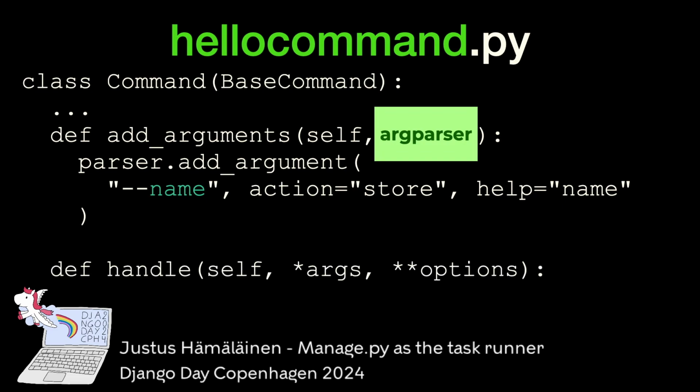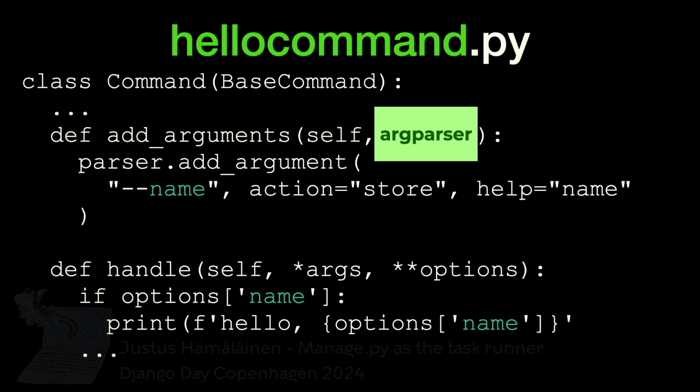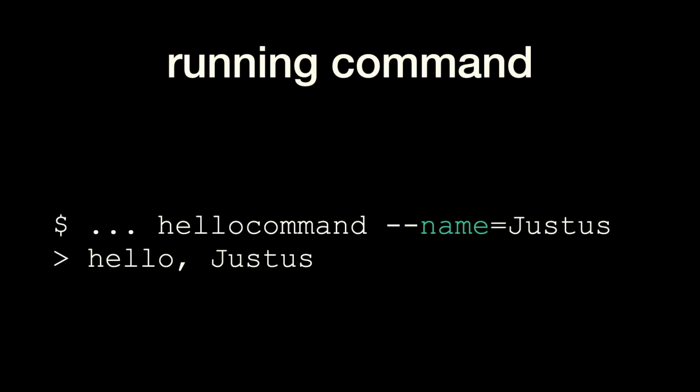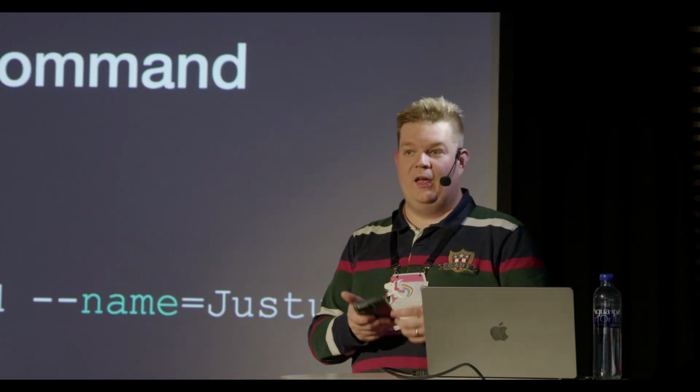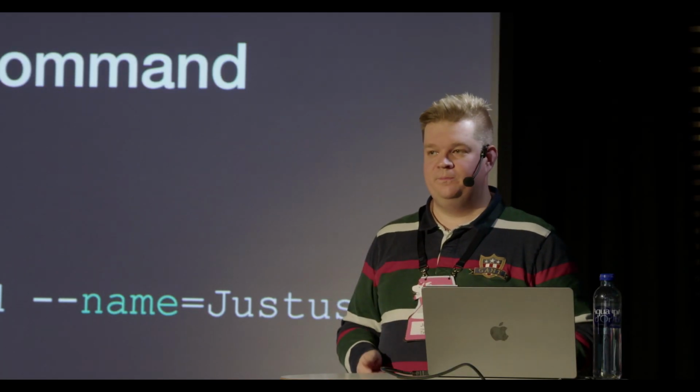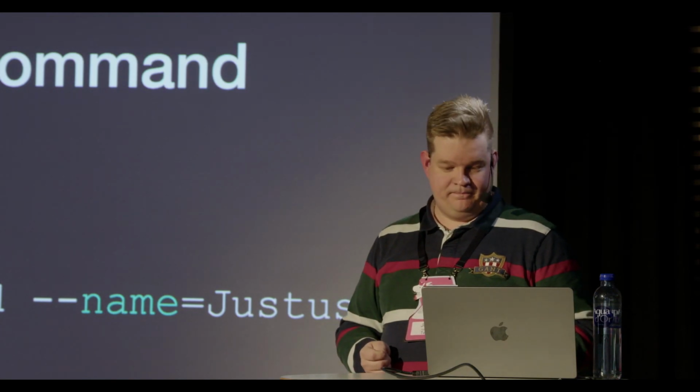And now what you get, you still have handle, and in the keyword options you will get the variable, the option that you have set with the name that you set on add_argument. And then you can do what you want with those arguments. And again, when you run the command and you pass that argument, it will work. So it's really easy to start creating command line tools with manage.py.